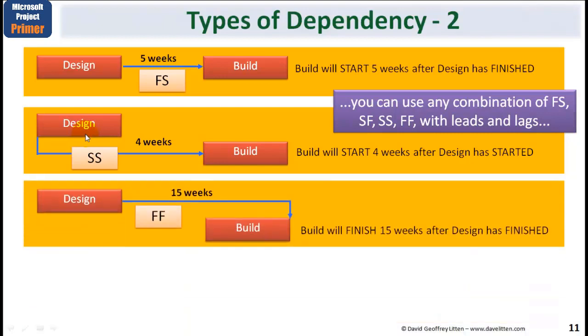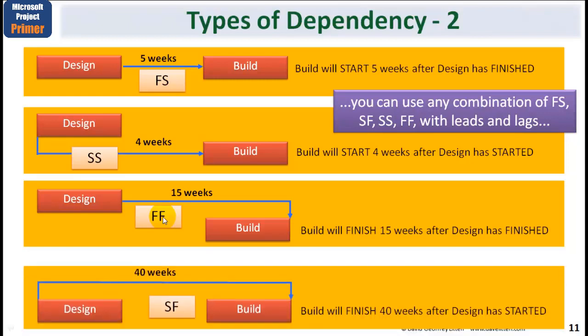Another example, again using design and build. This time they're connected finish to finish, and again, just to make it more interesting, I've put a 15-week lag in here. What this says is that build will finish 15 weeks after design has finished. Can you see? The dependency relates to the finish of design to the finish of build, and it's been connected finish to finish. All of these options you can do within Microsoft Project.